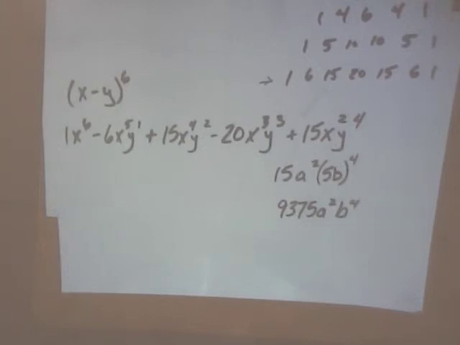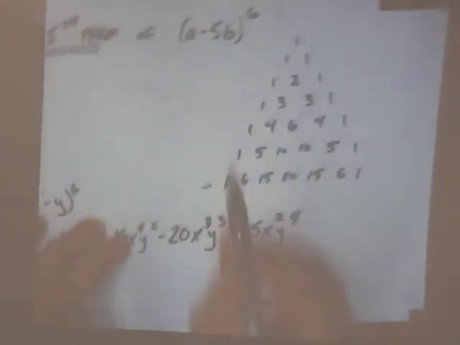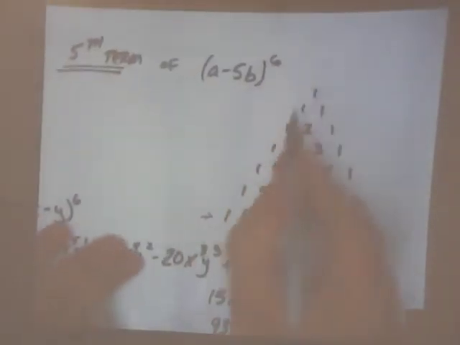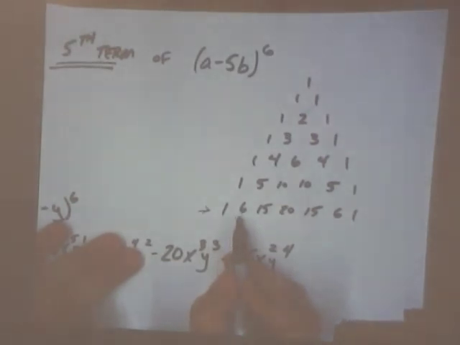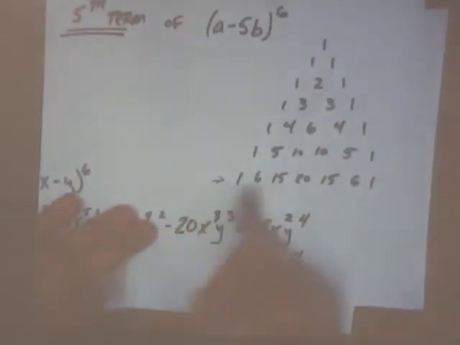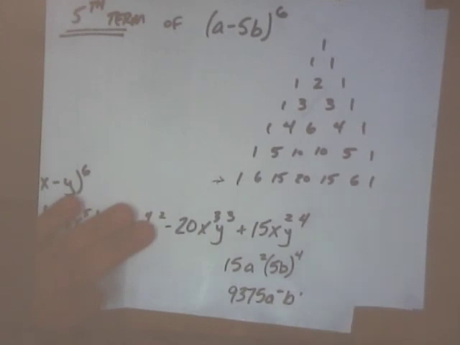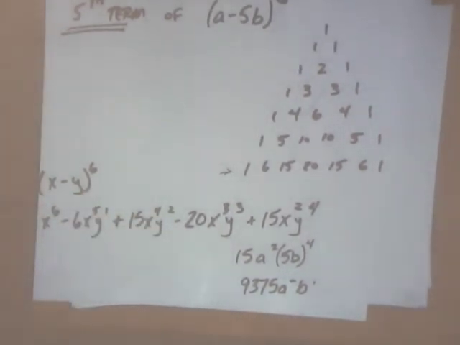How do you know when to stop the pyramid? This was raised to the 6th power, so I needed my second number to be a 6. That's when I stopped. That's the line I'm going to use if it's the 6th power. Everybody okay with 17? Okay.